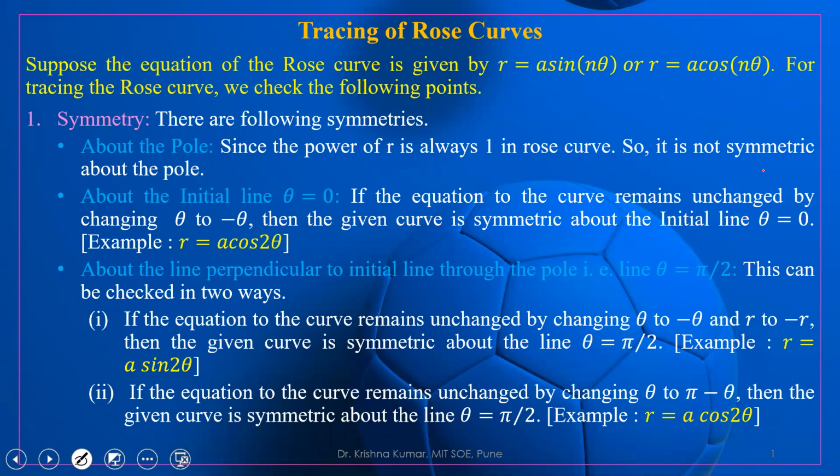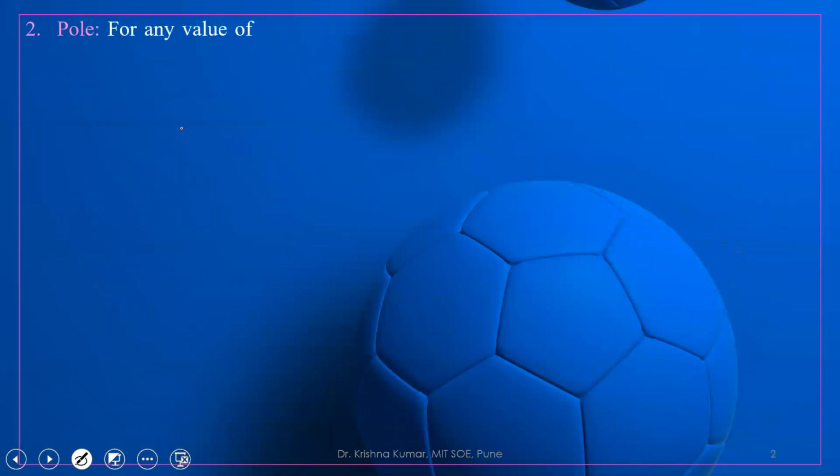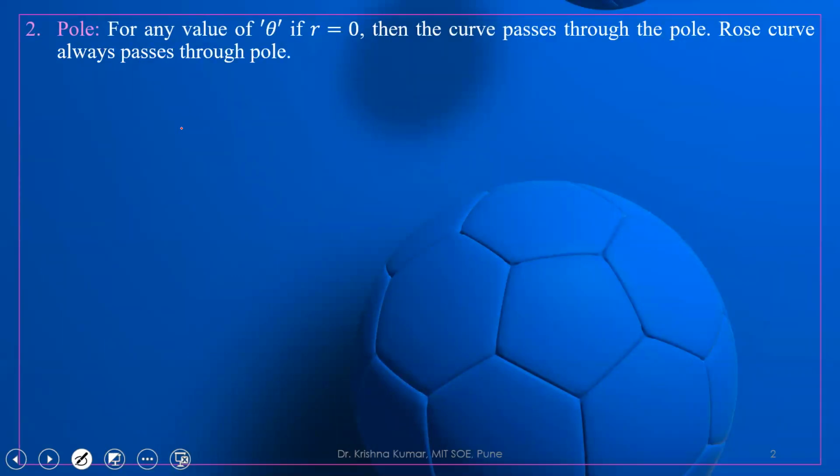So now we have only two symmetries: about the initial line theta equal to 0 and about the line perpendicular to the initial line through the pole, or line theta equal to pi by 2. There is no other symmetry. It is not symmetric about the pole. Next, does it pass through the pole or not? For any value of theta, if r is 0, then the curve passes through the pole, and Rose curve always passes through the pole. This is a very important point. Rose curve always passes through the pole, because if we write r equal to a sin n theta, r equal to a cos n theta.